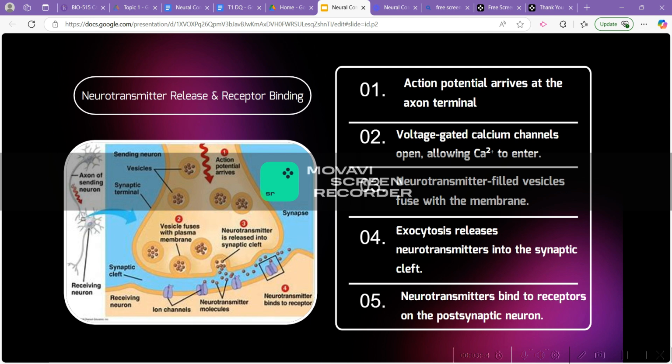as vesicle docking. Once fused, the vesicles undergo exocytosis, releasing the neurotransmitters into the synaptic cleft, the small gap between neurons. These neurotransmitters then diffuse across the cleft and bind to specific receptors on the postsynaptic neuron, initiating either an excitatory or inhibitory response. This sequence of events ensures the precise transmission of neural signals, enabling the nervous system to regulate movement, cognition, and various physiological functions.